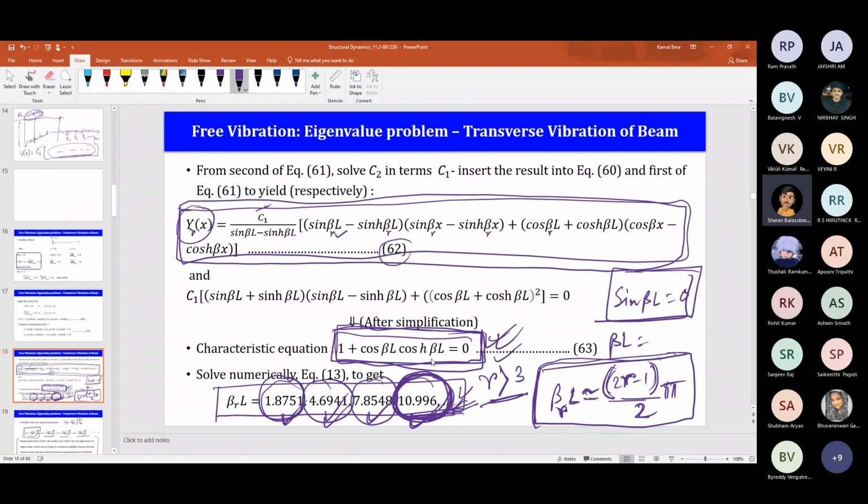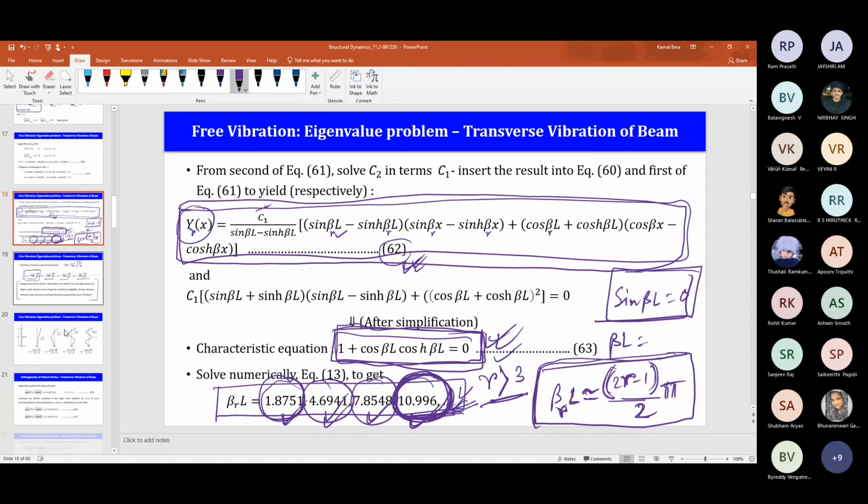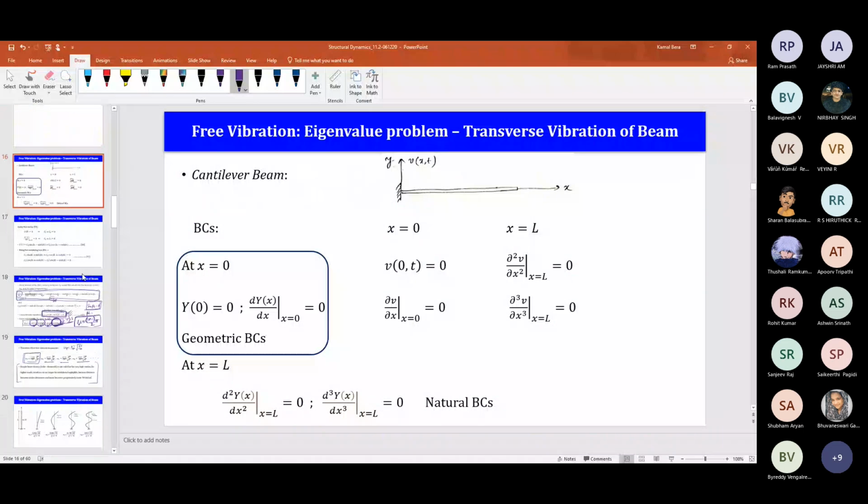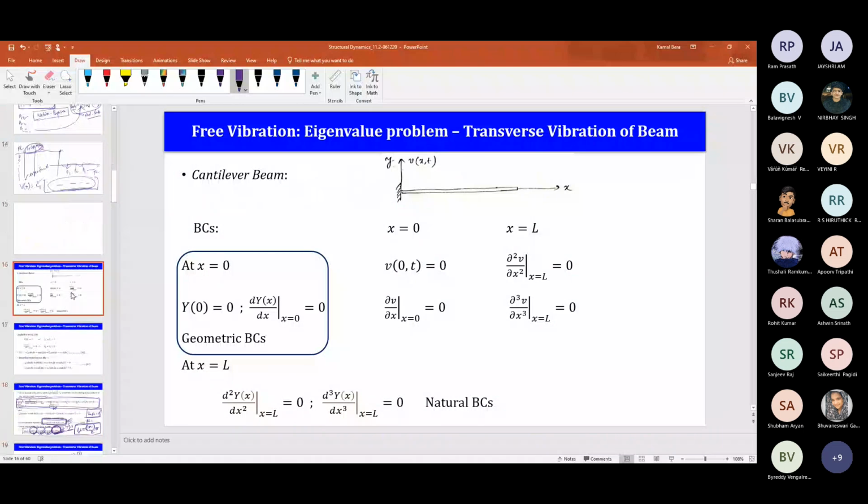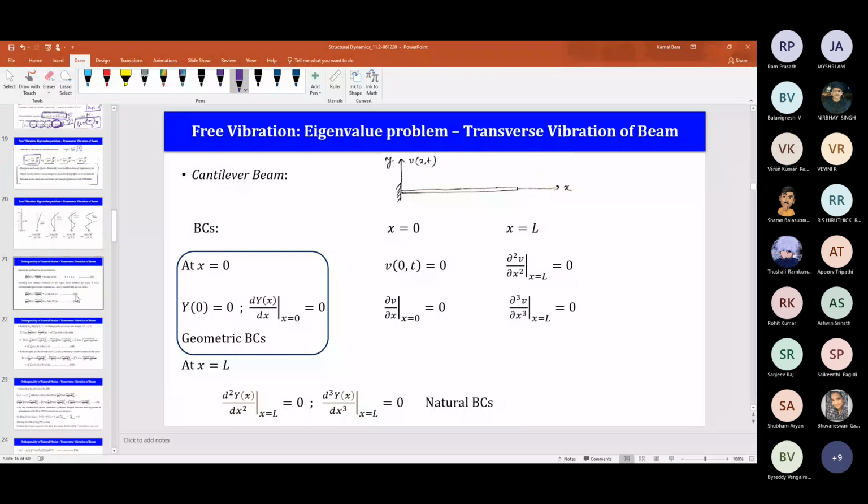Easy for simply supported. No, for this cantilever, right now I am at cantilever, equation 62. It will be difficult, yes. So actually you cannot, because you will not get any analytical solution there.